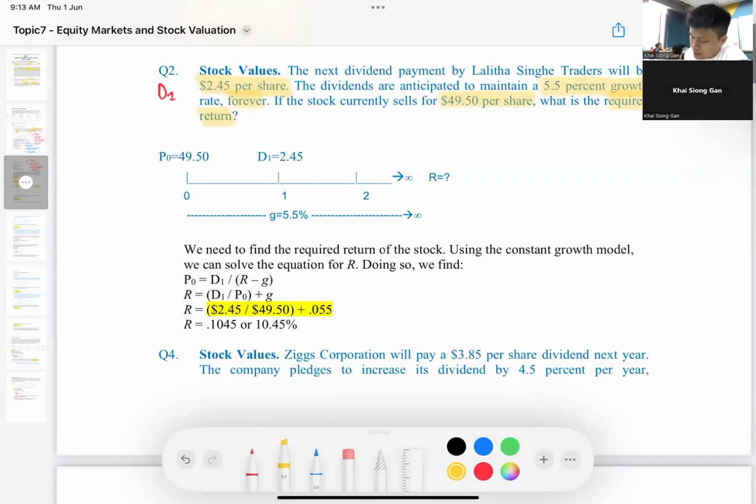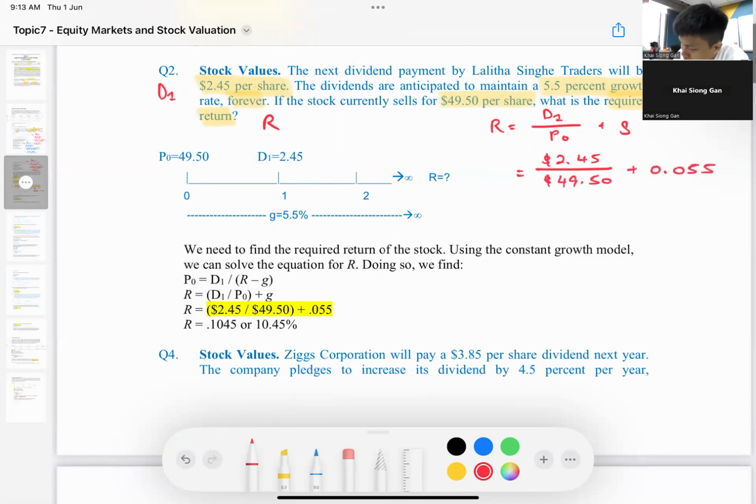So first of all, we calculate the required rate of return, R. Remember we learned the formula of R just now. I already moved the equation for you. R equals the dividend yield plus the capital gains, so D1 as a proportion of P0, plus G. D1 is 2.45 divided by P0. What is P0? P0 is 49.50, and then plus the growth rate of 5.5%, converted into decimal, 0.055. Put into the calculator. What do you get? You get 0.1045, and then you can change it to percentage, 10.45%. I get the answer. That's the required rate of return. As simple as that.